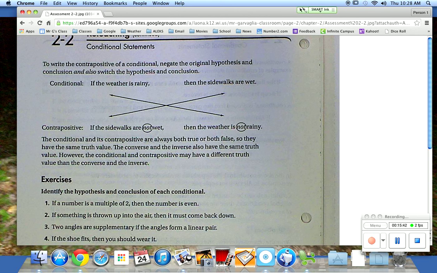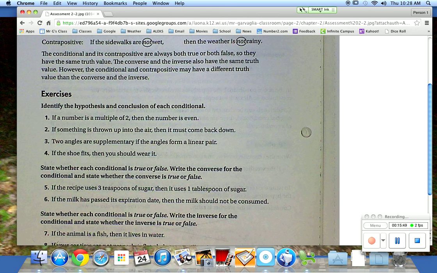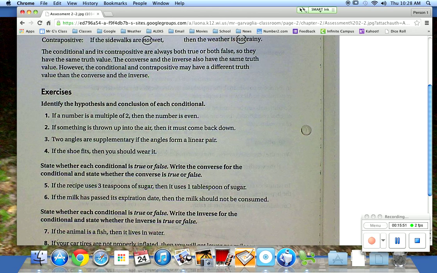What's the hypothesis? What's the conditional? Hypothesis and conclusion. Okay, so this is a conditional statement: if a number is a multiple of 2, then the number is even. The hypothesis is the number is a multiple of 2. The conclusion is then the number is even. Don't even worry about 1 through 4.